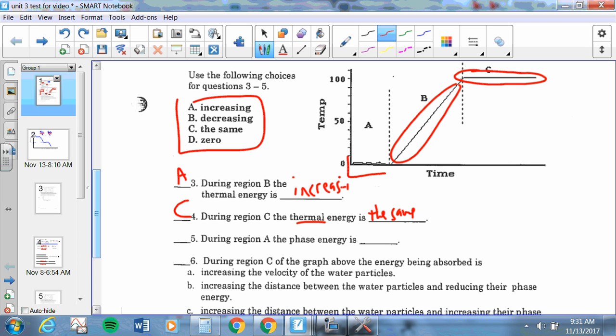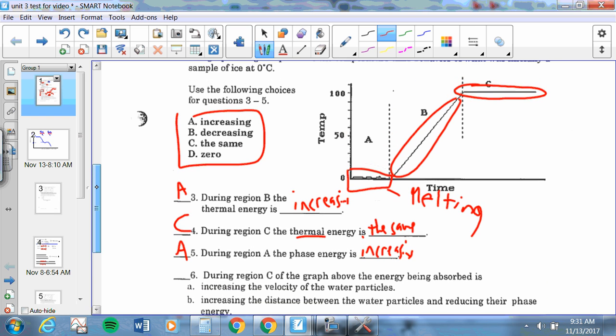During region A, what's going on at A? At 0 degrees, we add heat. It is melting. When something is melting, its phase energy is increasing. So the best answer there would be letter A.